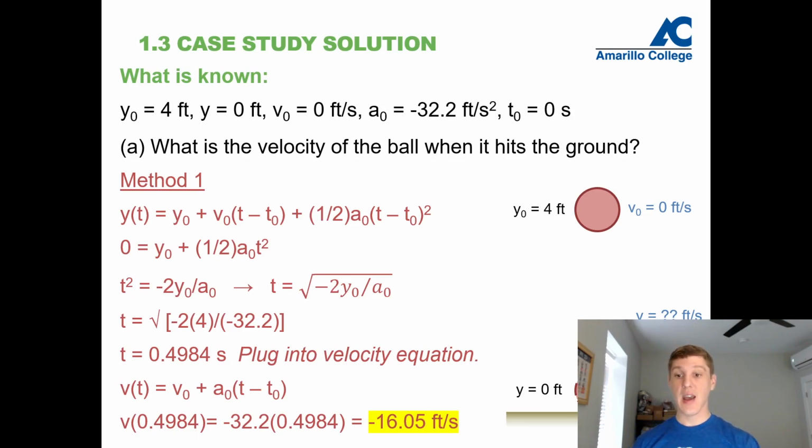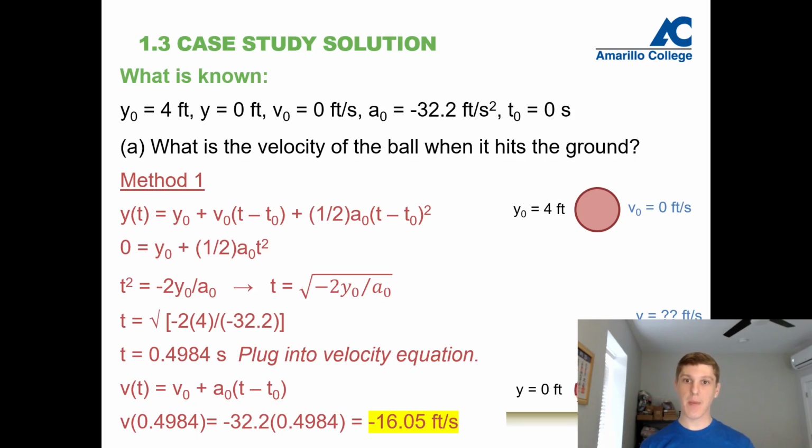Now I can say that t is then the square root, and I'm plugging in my values for both y naught and a naught here. So I get a negative 2. I have an initial position of 4 feet, and I know that my acceleration due to gravity is negative 32.2 feet per second squared. So I take the square root of that, and I end up getting that the time that it takes for the ball to fall 4 feet and hit the ground is 0.4984 seconds. Okay, so a pretty roundabout method, but I'm able to find that time.